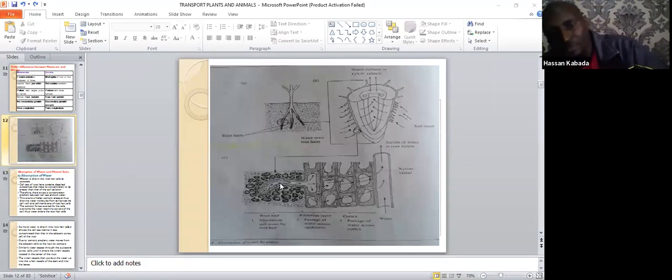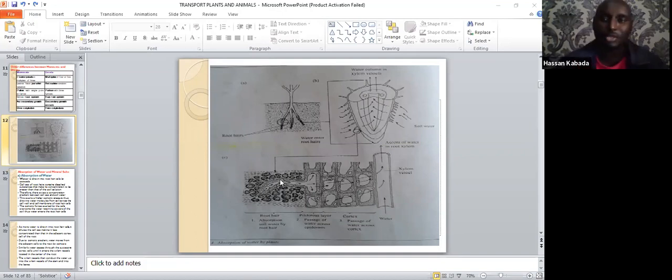Diffusion first, then followed by, once there are more here, still more are required from outside. Now active transport comes in so that materials are absorbed into the root hair cells. Once they are in the root hair cells, what happens? The sap vacuole of this cell becomes hypotonic, having more water than solute.